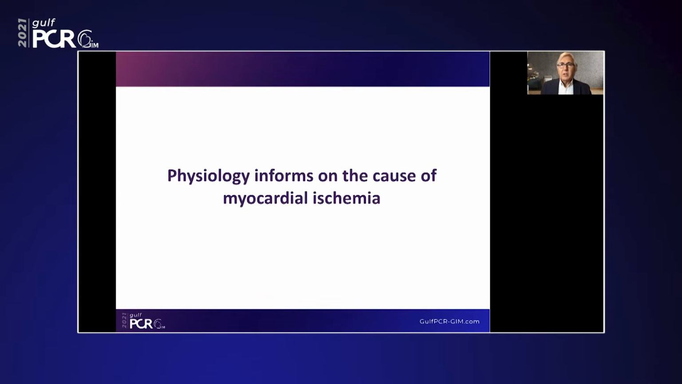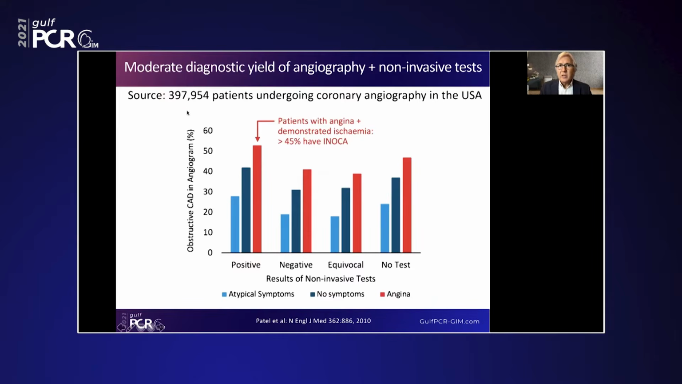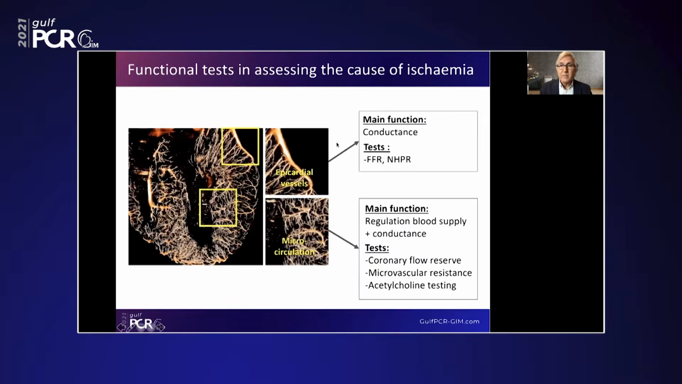But remember that physiology is important not only to guide PCI, but also to understand what are the causes of ischemia. And you can see in this study, that is a classic study from Manesh Patel, that in nearly 400,000 patients studied in the US with coronary angiography, even those who have positive ischemia tests and angina, the diagnostic yield of angiography was very low. More than 45% of these patients presented no obstructive disease, meaning that the ischemia had a non-obstructive origin.